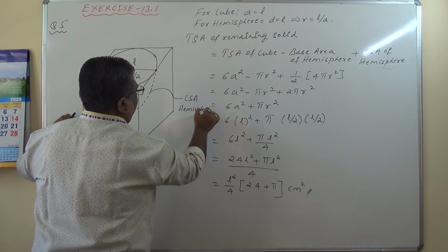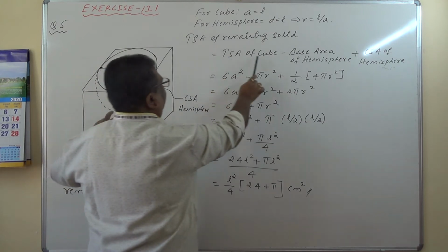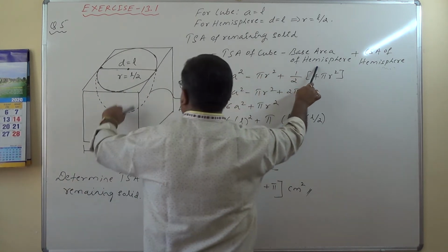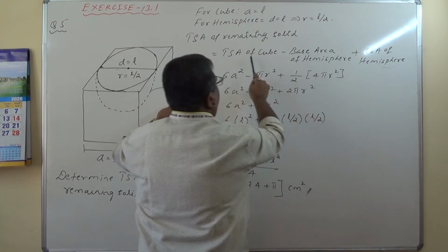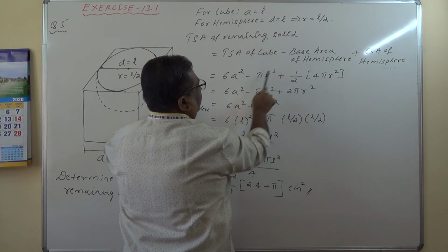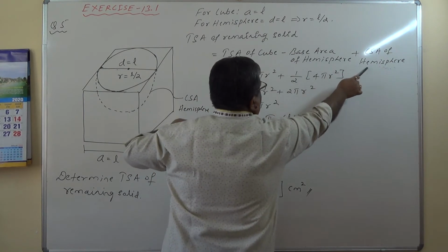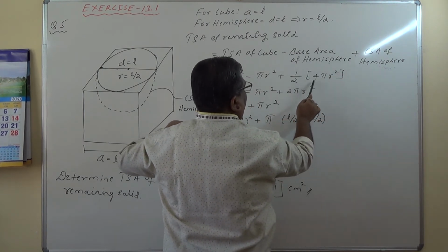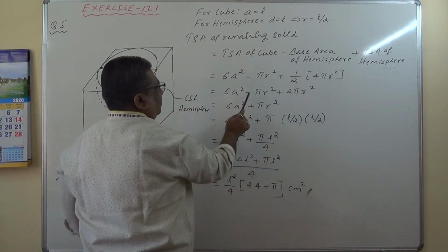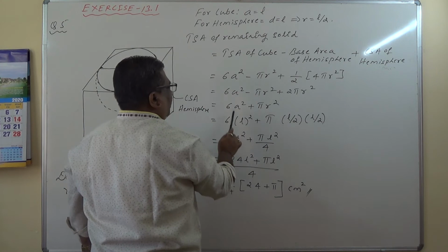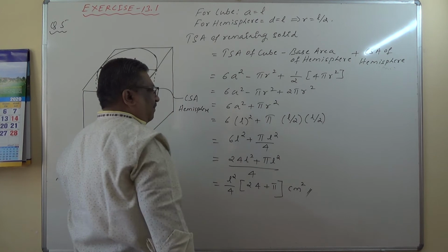Is that it? Okay. So total surface area of the remaining solid is equal to TSA of the cube minus base area of the hemisphere, plus CSA of this hemisphere. TSA of the cube is 6a square, minus base area of this hemisphere, pi r square, plus CSA of the hemisphere, which is half into surface area of the sphere, that is 4 pi r square. So 6a square minus pi r square plus 2 pi r square, 6a square plus pi r square, since 2 pi r square minus pi r square is plus pi r square.